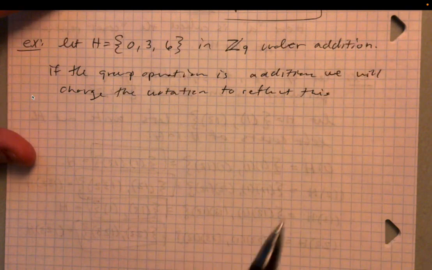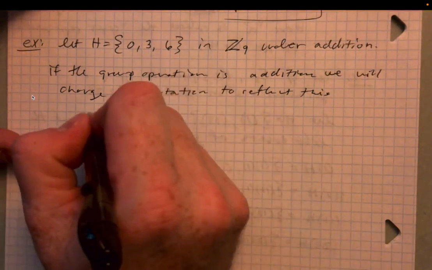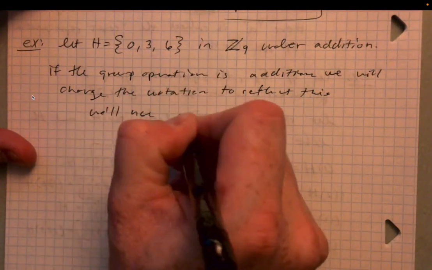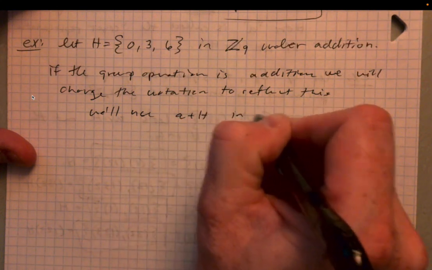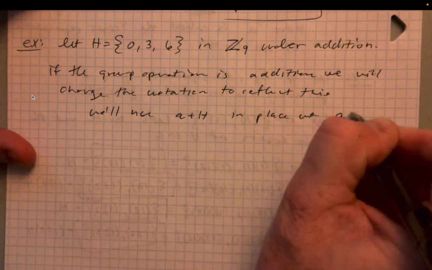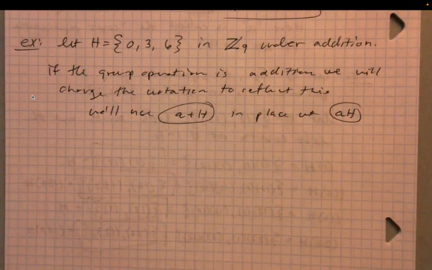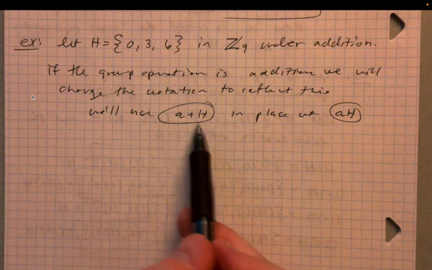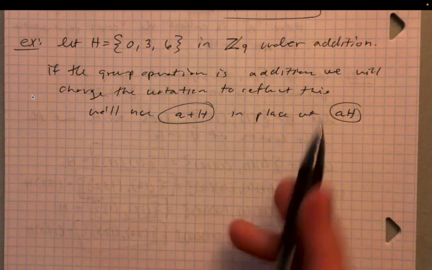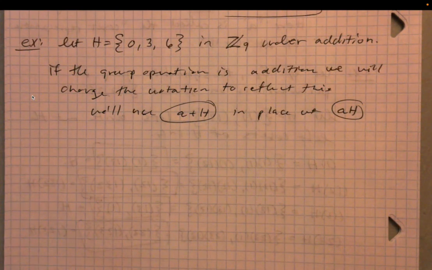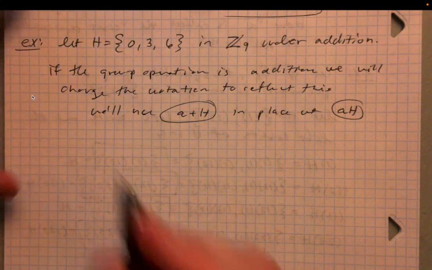So what we'll write instead is A plus H in place of A times H, like this. Does it really matter what you're naming the thing? Not really, but this is more intuitive if the group operation is addition. These are already a little bit abstract as concepts, and if you start to get notation that's not intuitive, it can be really messy. Let's look at the cosets of H in Z9.